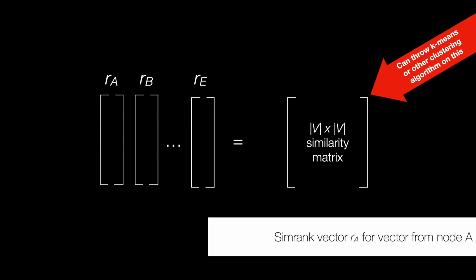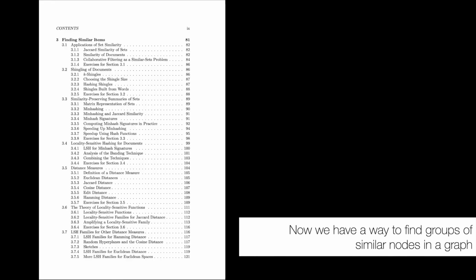Now we can easily apply k-means or some other clustering algorithm onto the similarity matrix, and that will give us a set of clusters of nodes that are more similar to each other than nodes outside of those clusters. So this gives us a way to find groups of similar nodes in a graph, which leads us very nicely into what we want to talk about next time.